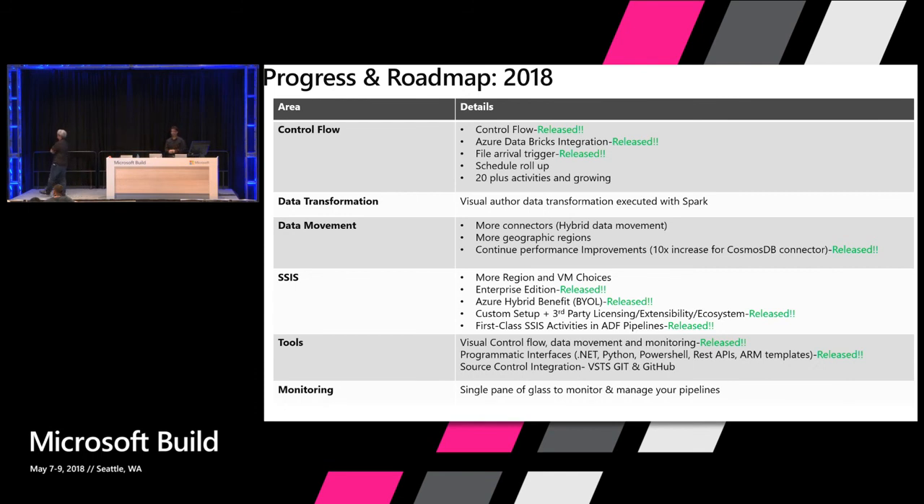Then data movement, we continue to add more connectors to the data movement piece. So the hybrid connectivity piece continues to grow. We continue to add more regions. We are in 20+ regions today, and we will continue to go wherever Azure goes. We will also continue to work on increasing the performance of existing connectors. I showed you one example today with Cosmos DB, where we have increased the performance 10 times. And just like that, based on customer requirements, and the needs from our partners or developers like you, we'll continue to increase the throughput of the existing connectors as well.